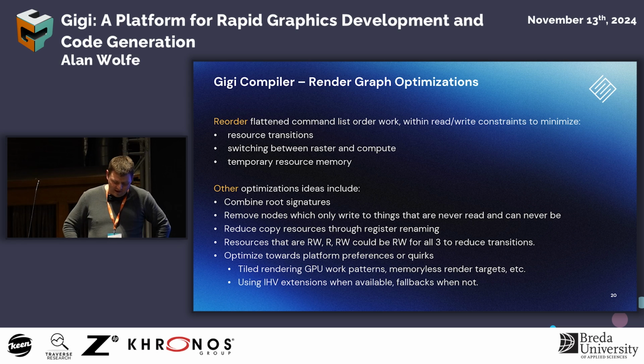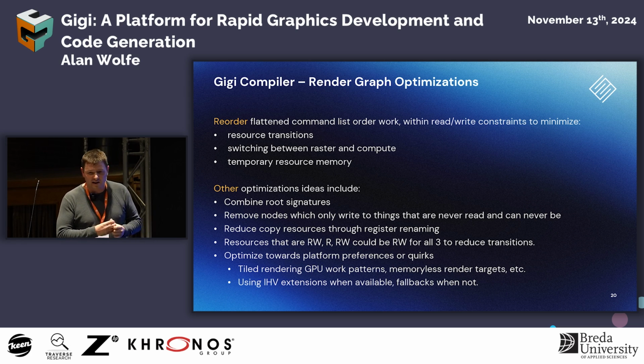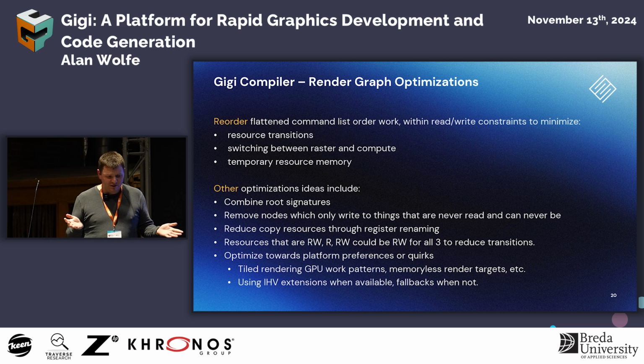And another thing is, I feel like we as an industry don't use IHV extensions very much because they make divergent code paths and it's too hard to test all these things. However, when Gigi's the one doing the code generation, it takes a lot of that burden away from us, so I think there's an optimization for it to generate code that will take advantage of more specific hardware stuff when it's available.